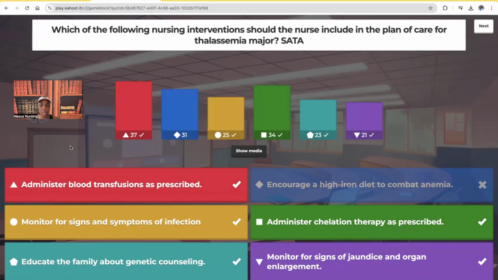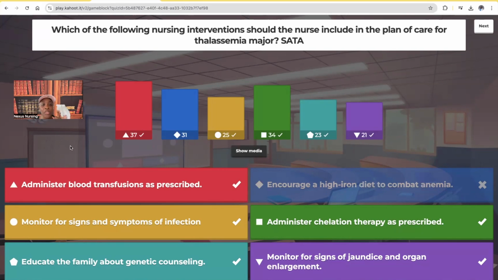Administer blood transfusion as prescribed. Duh, the last slide we just did, the patient had thalassemia major. I told you what it was. I told you that this patient is going to need blood transfusions. Why? They're not making enough hemoglobin. Hemoglobin's needed to carry oxygen in the blood. This patient's going to be constantly getting blood transfusions. So you're going to go ahead and give the blood transfusions as ordered.